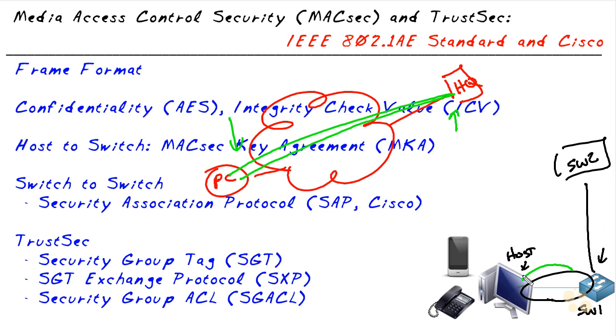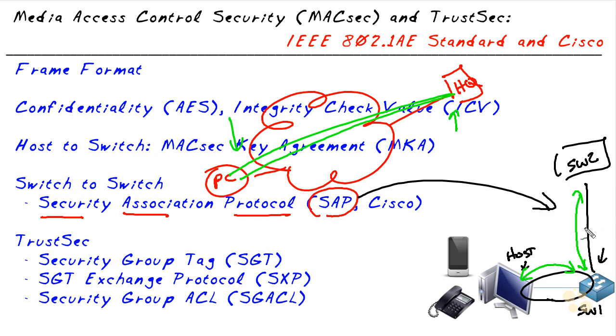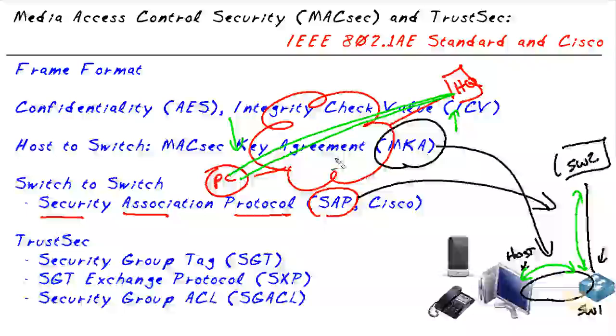So this host would encrypt it and the switch would decrypt it. And if switch 1 and switch 2 had negotiated and established MACsec between them, switch 1 would re-encrypt and switch 2 would decrypt. So between two switches that are going to be using MACsec, it would be SAP that's being used to negotiate the security keys that these two switches would use with each other. So between the host and the switch, it would be the MACsec key agreement, and between switch 1 and switch 2, they would be using SAP for the negotiation and establishment of the keys that they're going to use with MACsec.